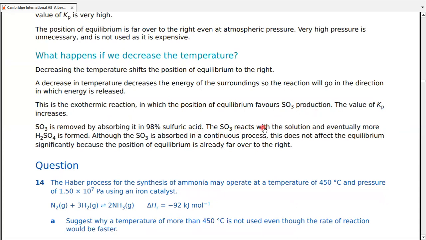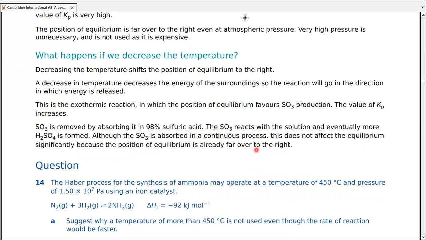Now, what we do is that SO3 is removed by absorbing it in 98% sulfuric acid. This actually produces H2S2O7, which we have considered as pyrosulfuric acid. There was another name for H2S2O7, though I can't exactly remember it right now. So the SO3 reacts with the solution, eventually forming more H2SO4.